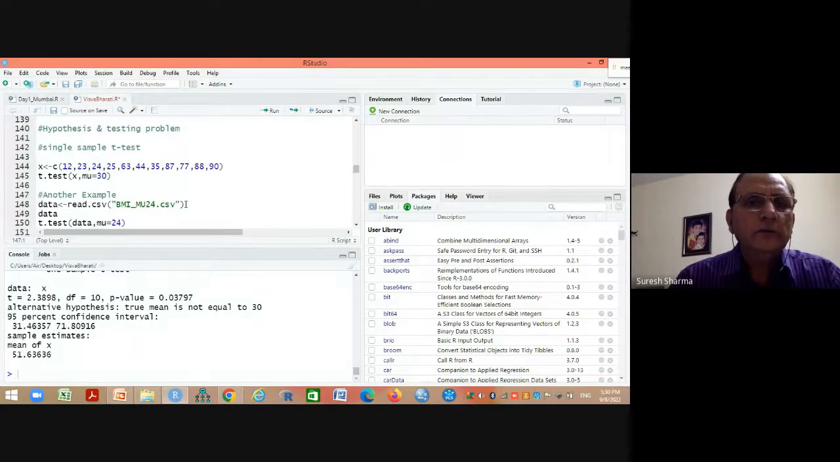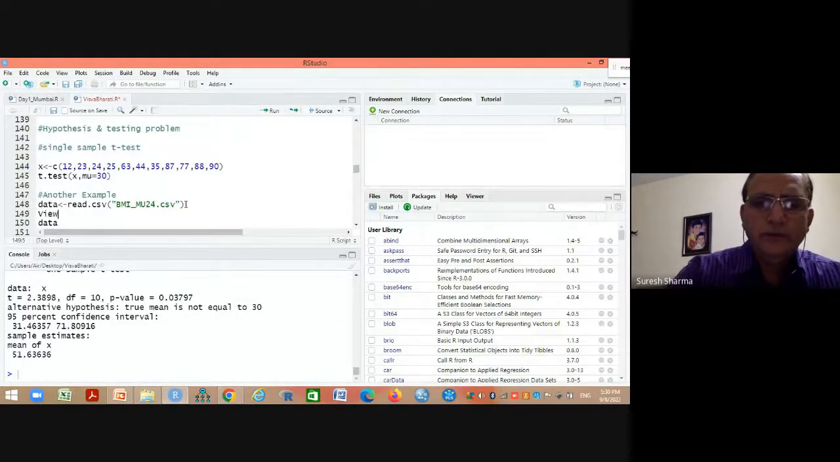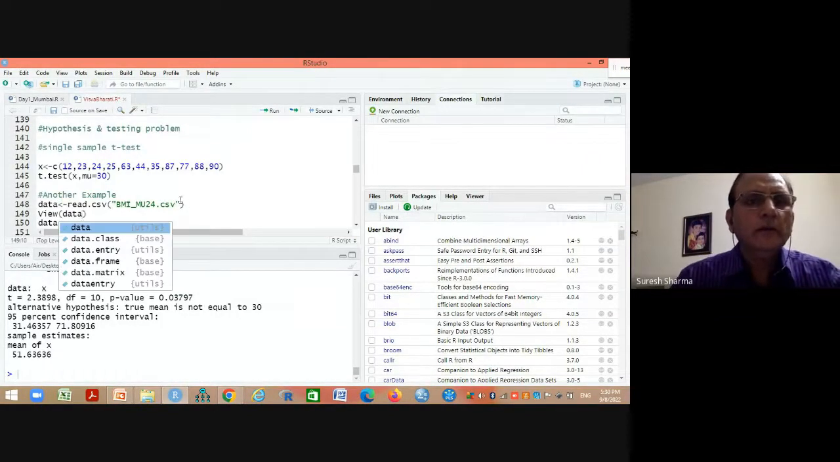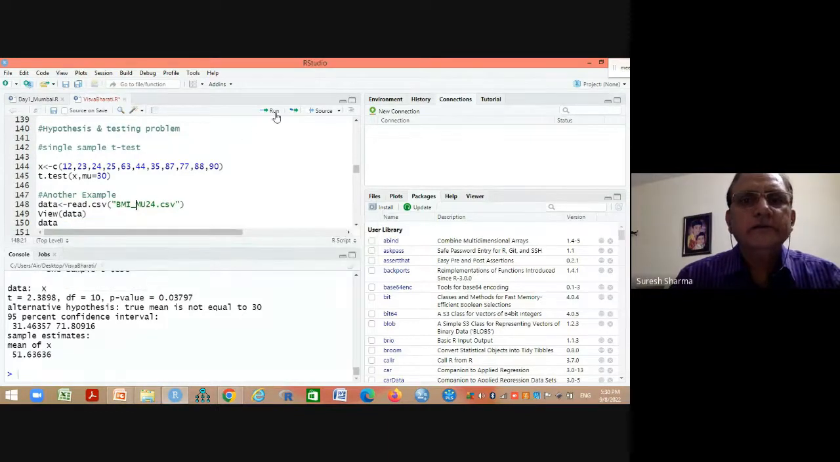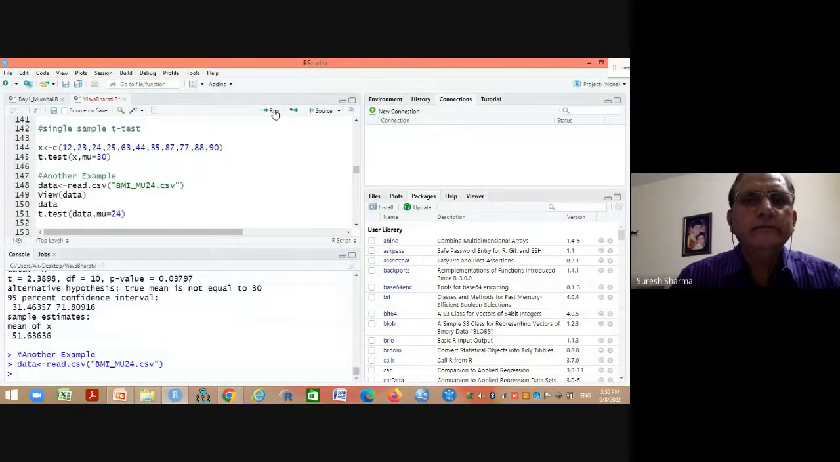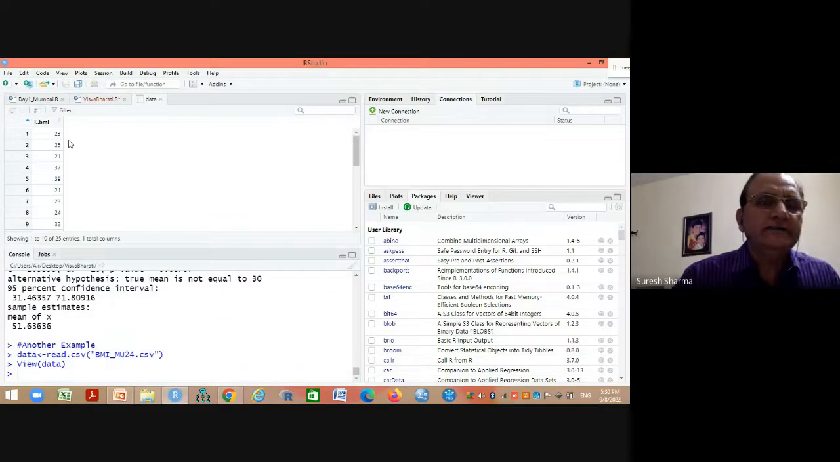So let me show the data here only. View data. Okay. Let me put this data and view the data. So this is how the data is. It says BMI. So BMI of some people. The question is like this.